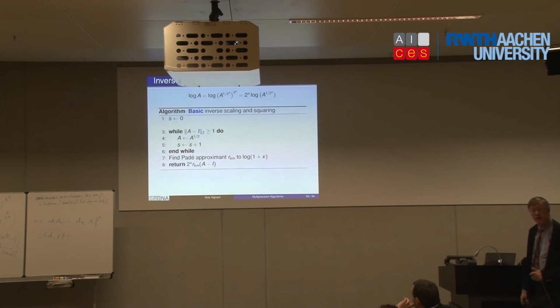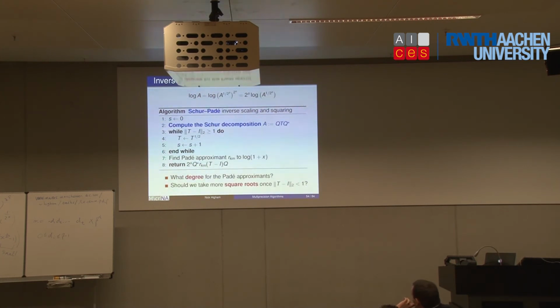Now, taking square roots of the matrix is not easy, and we can simplify things for ourselves if we first do a Schur decomposition. So line 2 now computes the so-called Schur decomposition. A is the given matrix, Q is unitary, and T is upper triangular.